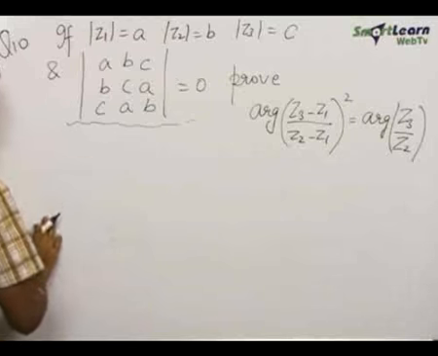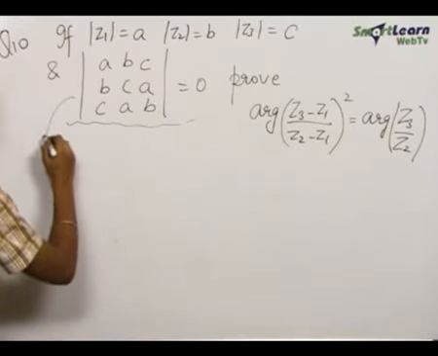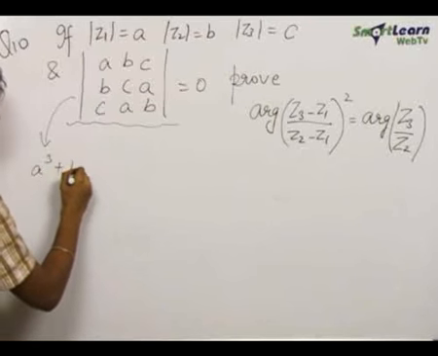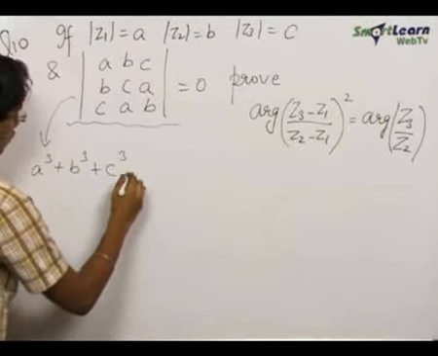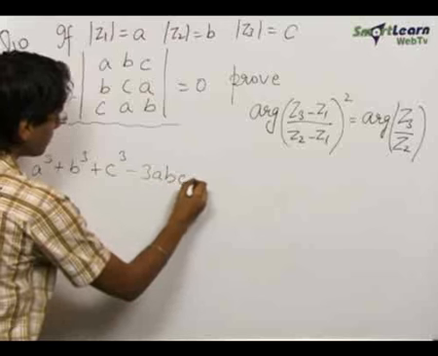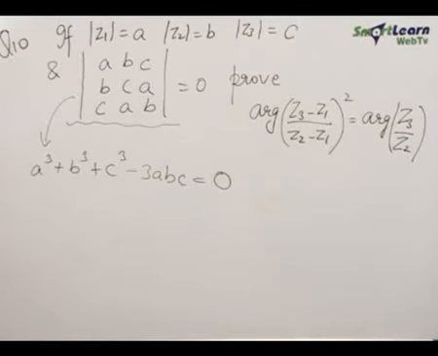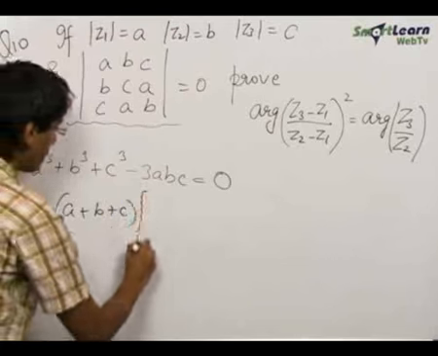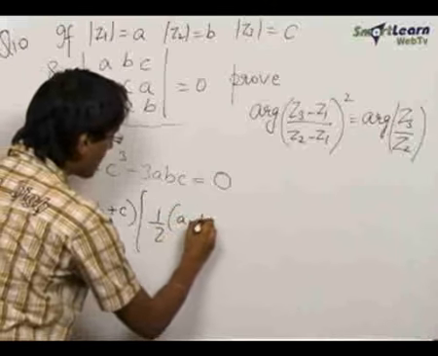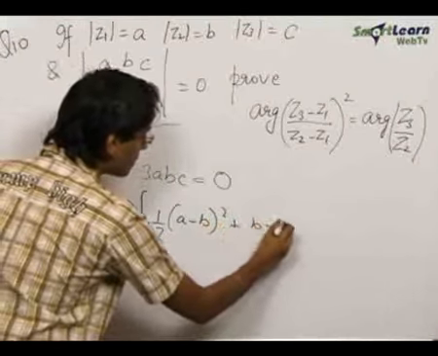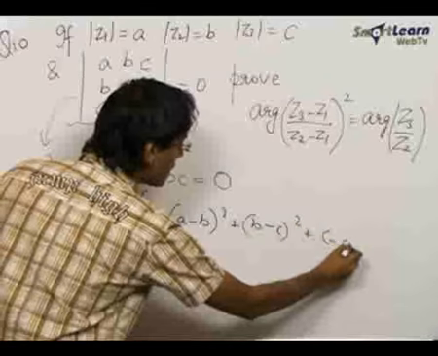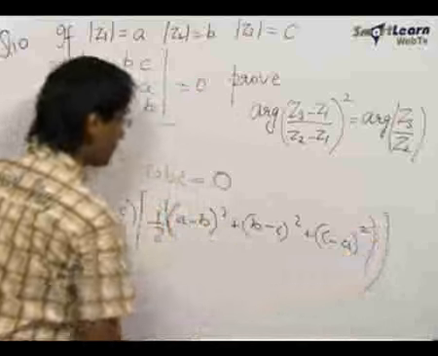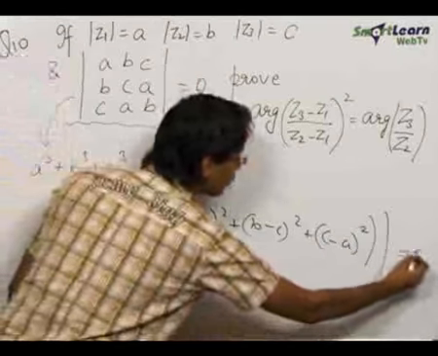So let us first of all try to solve this determinant. On solving this determinant, we get a³ + b³ + c³ − 3abc = 0, which can be further factorized into (a + b + c) into half of [(a − b)² + (b − c)² + (c − a)²], and the value is given to be equal to 0.